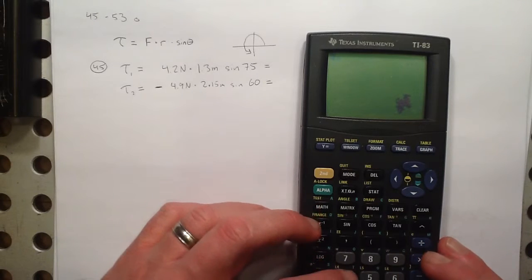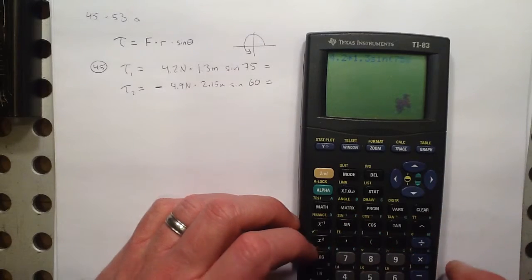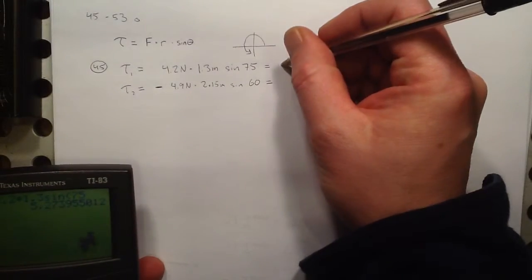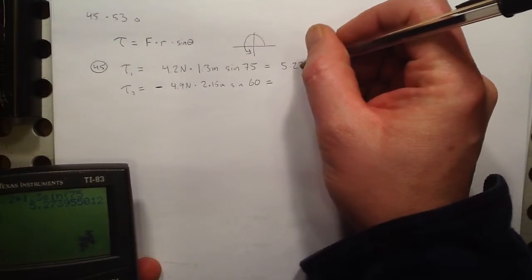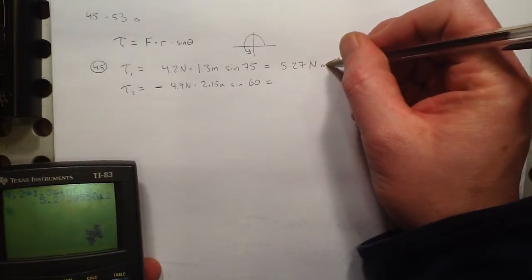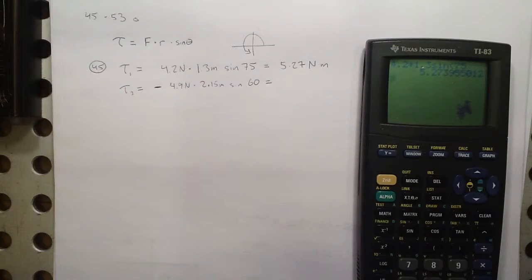All right, so I've got 4.2 times 1.3 times the sine of the angle between them. So that's about 5.27. And that's newtons times meters. Those are the units for torque. If you're thinking to yourself, hey, newtons times meters, that's joules. Well, yeah, it's equivalent to joules, but in this case, when we're talking about torques, it doesn't really make sense to equate that to the units of energy, so we leave them as newton meters.